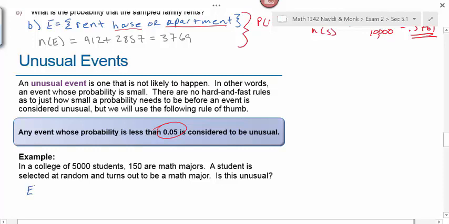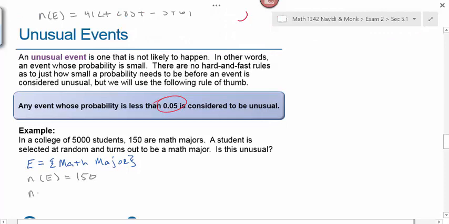Our event here is that we select a math major. How many elements are in our event? 150. We're told there's only 150 math majors at this school. What's our sample space? The 5,000 students. Our sample space is all the students at the college.